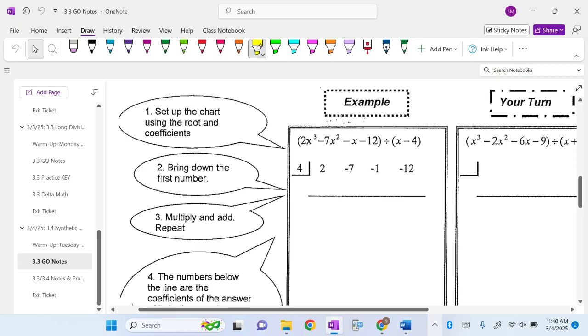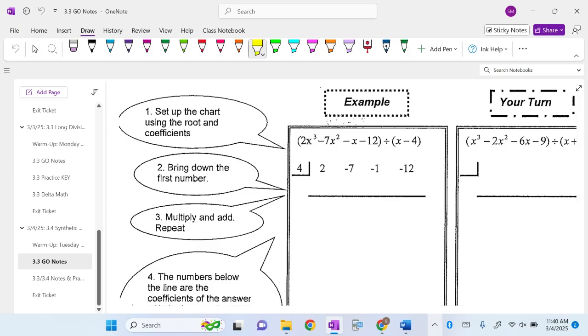So, the first thing that you have to do is set up the chart using the root and the coefficients. So, the root is what you are dividing by. So, that's typically from your divisor. So, it's given to you as a factor, you convert it to a root. And the coefficients are the numbers in front of the variables.